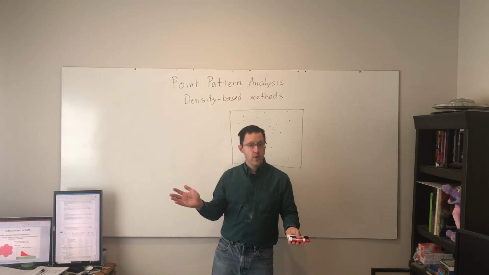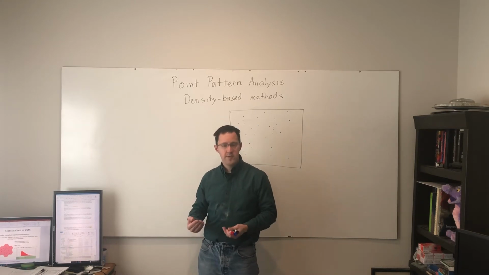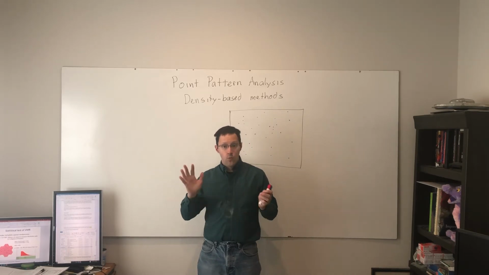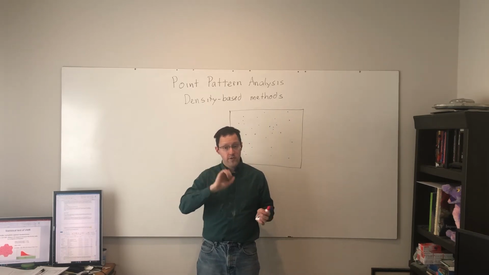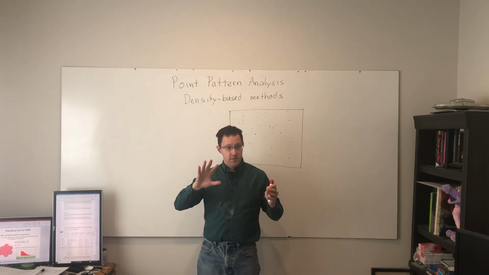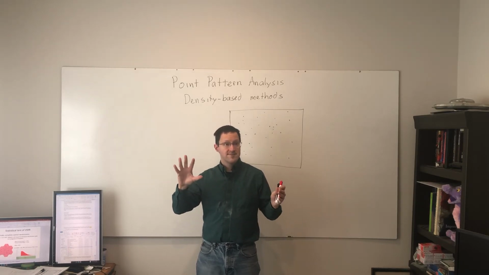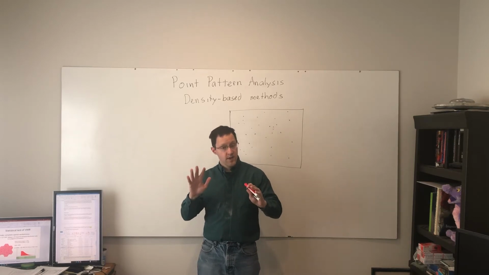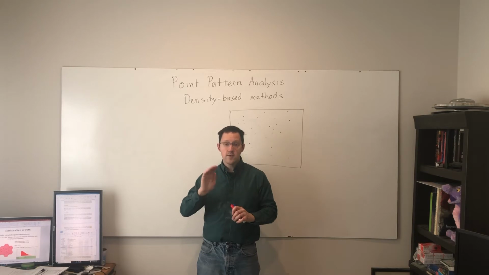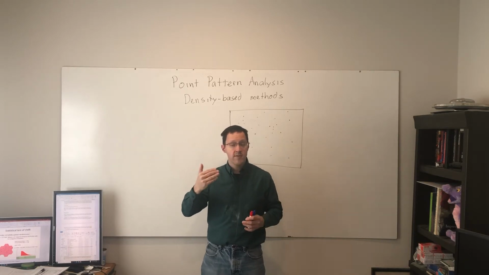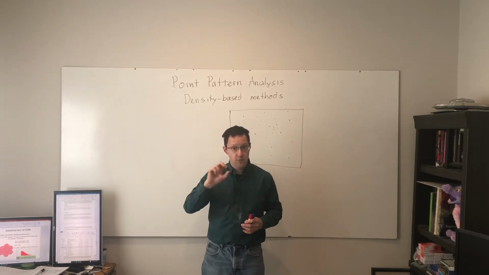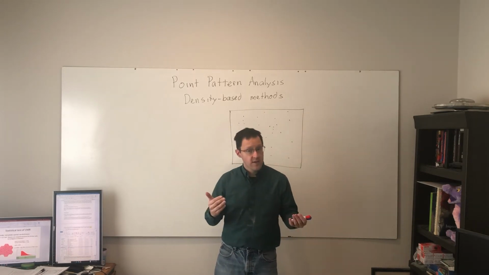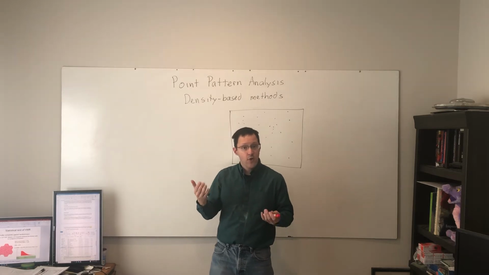In the previous video, we looked at complete spatial randomness and the two assumptions that make it up. One of those was that any point can be found anywhere in the study area with equal likelihood. And this would lead to density-based approaches for how we study point patterns and assess are they random or not.